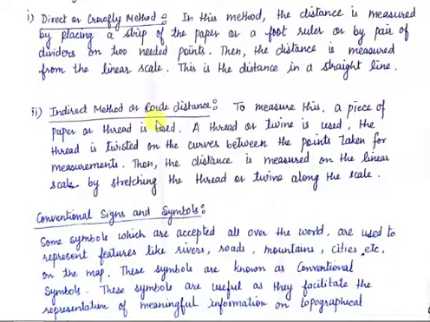There is also an indirect method or root distance. It is usually applied on curved surfaces. To measure this, a piece of paper or thread is used. A thread or twine is used. The thread is twisted on the curves between the points taken for measurements. Then the distance is measured on the linear scale by stretching the thread or twine along the scale.